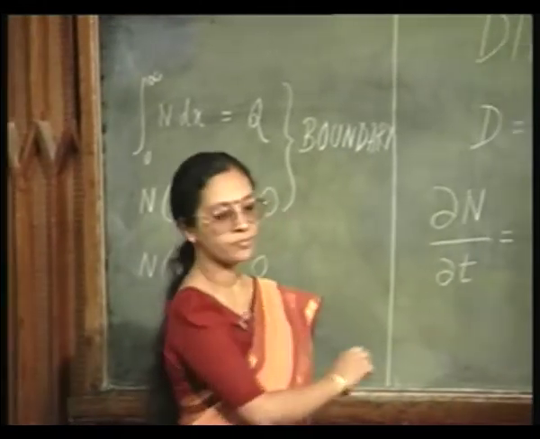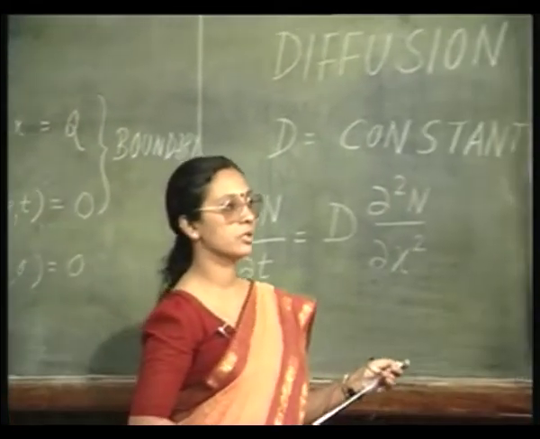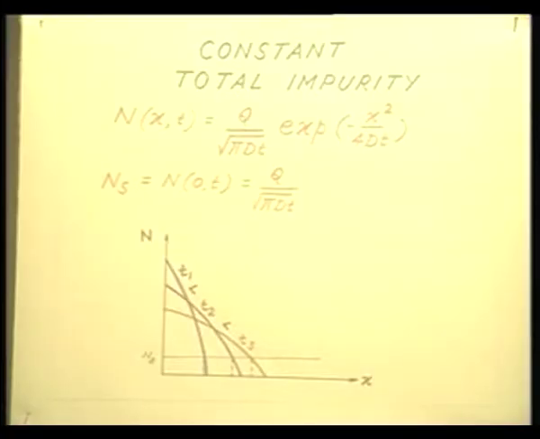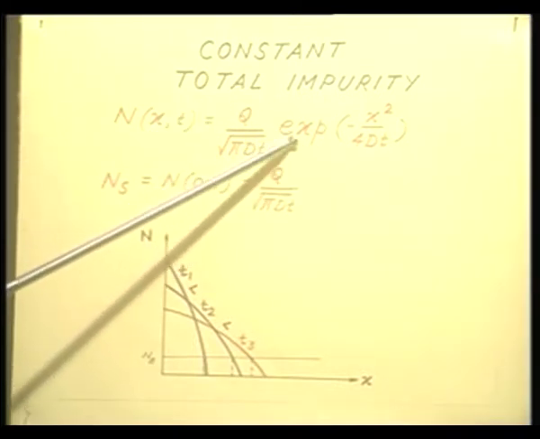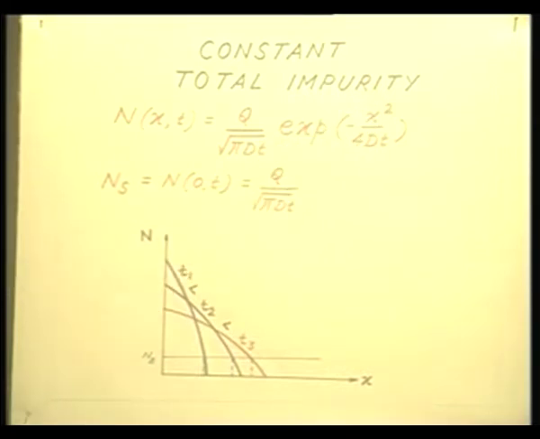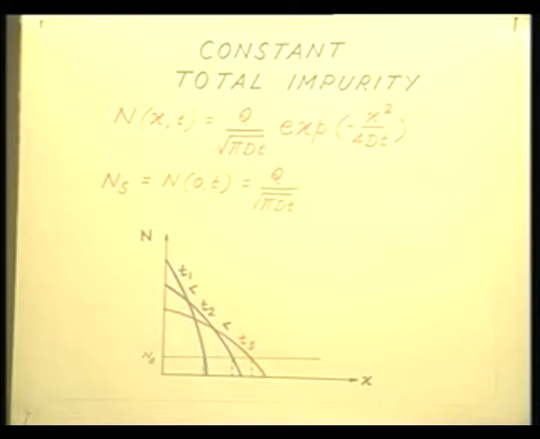When we solve the differential equation subject to these boundary and initial conditions, the doping profile we obtain is given by n as a function of x and t equal to Q/√(πDt) exp(−x²/4Dt), and this is a Gaussian profile. In the previous case, for the infinite source diffusion we obtained a complementary error function profile. In this case we obtain a Gaussian profile. Q is of course the total impurity, which is constant in this particular case.